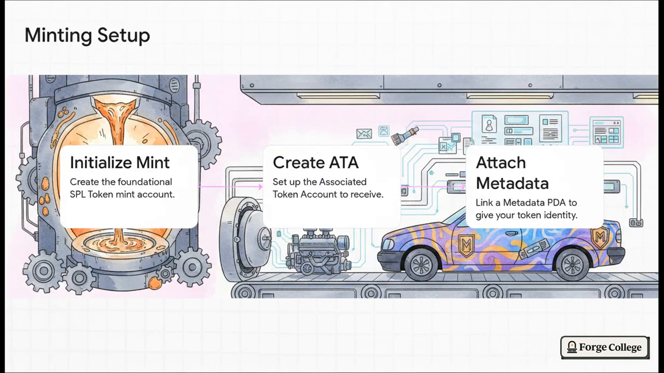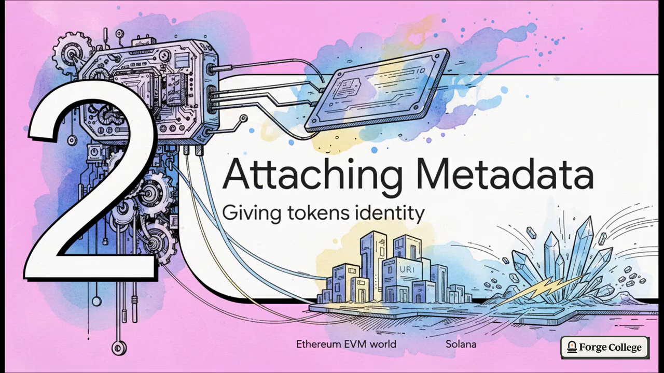To fix this, we're taking the 2-step foundation you already know. Step 1, initialize the mint. Step 2, create the associated token account, or ATA. Now we are bolting on Step 3, attaching the metadata account. Think of this as drafting the final spec sheet and painting the custom branding right onto the mechanical chassis you just built. Which brings us seamlessly to Section 2, attaching metadata identity.